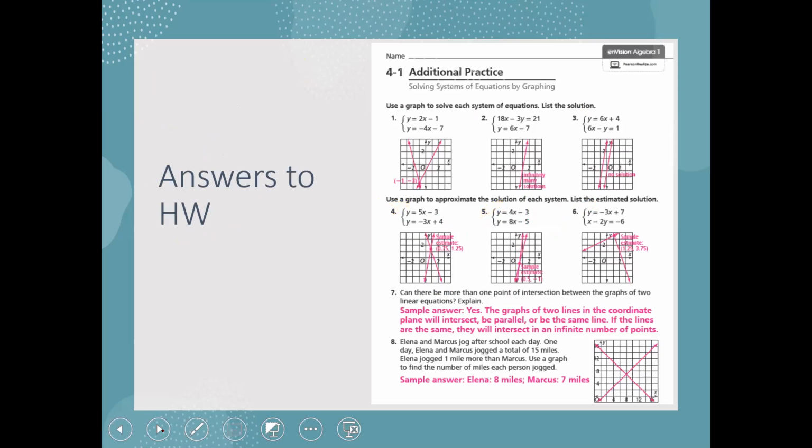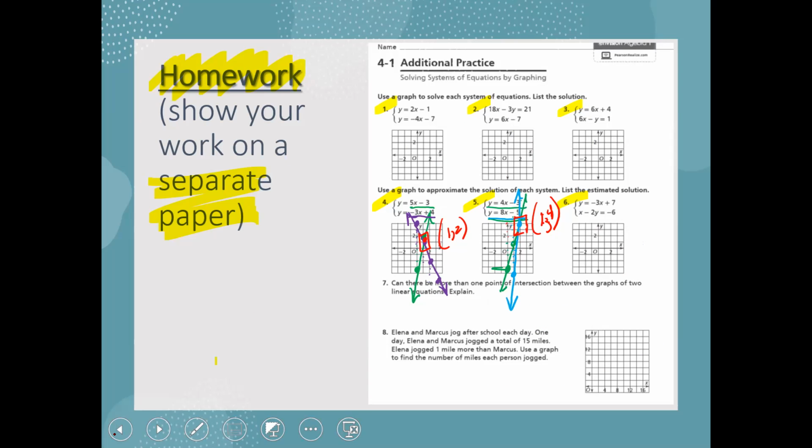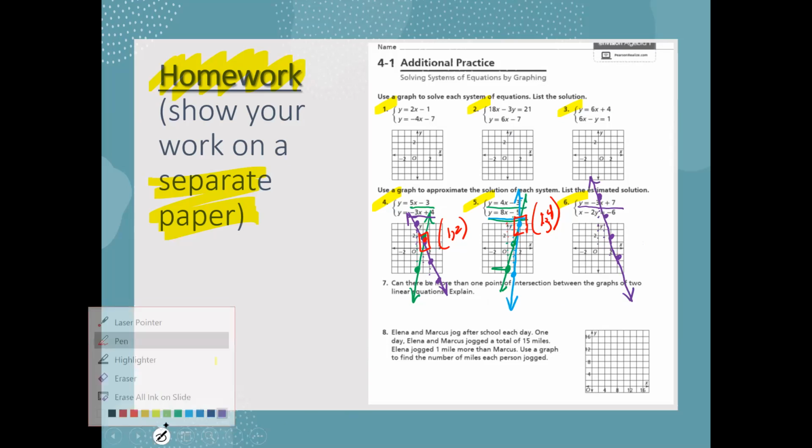All right, let's go over number 6. With number 6, I noticed that the first equation, I could just graph it. So that's a 7. So 1, 2, 3, 4, 5, 6, 7. Down 3, 1, 2, 3 over 1. Down 3, 1, 2, 3 over 1. And that's my line for the first one.